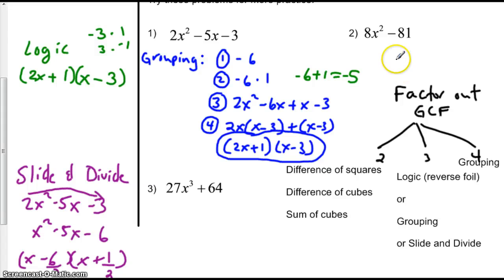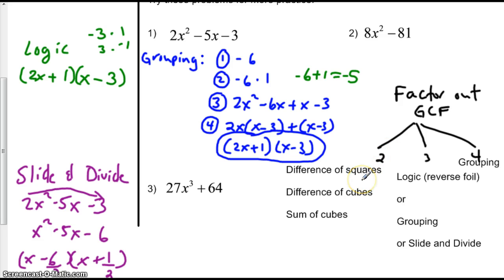Okay, so let's look at number 2 and number 3 now. And always we're going to factor out a greatest common factor first. So if we look at number 2, 8 and 81 do not have a common factor, so we can't factor out a greatest common factor. So then we look and see how many terms there are. There are 2 terms left.